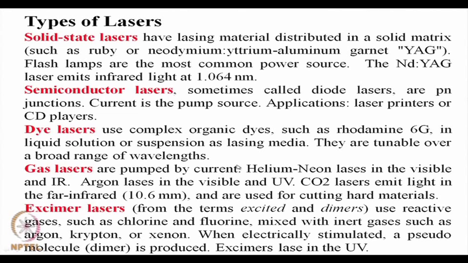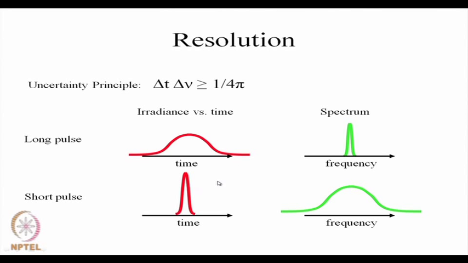These are the types of lasers. Now, what is the resolution? As I told you, the resolution is delta T delta nu, that is, time uncertainty and frequency uncertainty. If frequency uncertainty is less, time uncertainty is more, and vice versa.